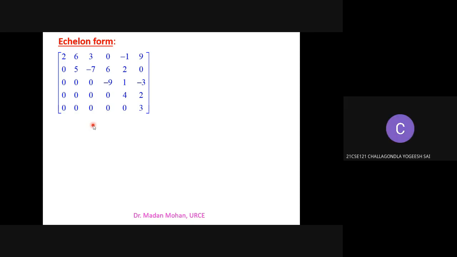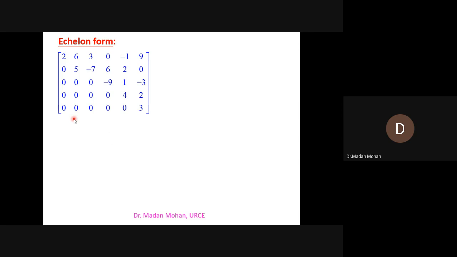Echelon form. Observe it. I have taken a very big matrix here. What is the order of this one? Can anyone tell me? 6 cross 6? No. Count the number of rows. How many rows are there? 5. 5 cross 6. Very good.